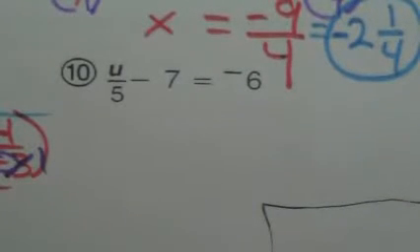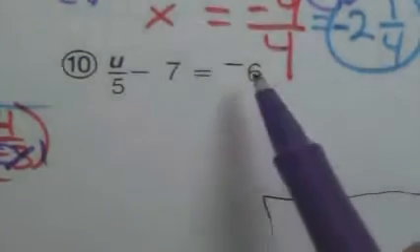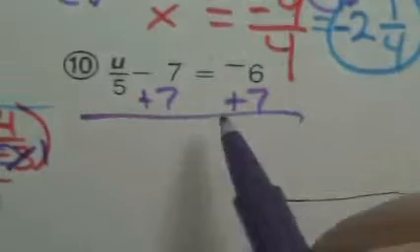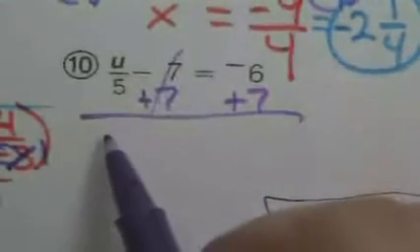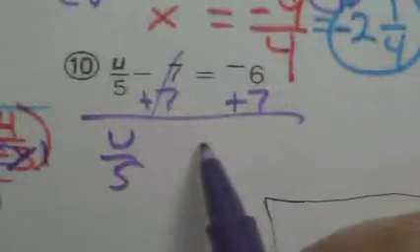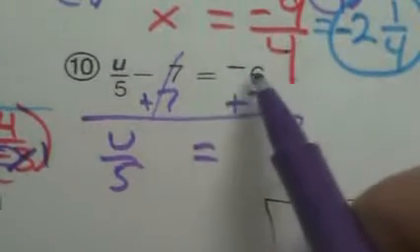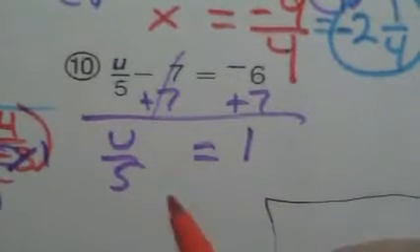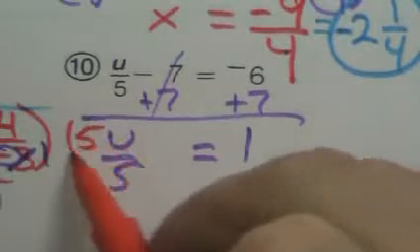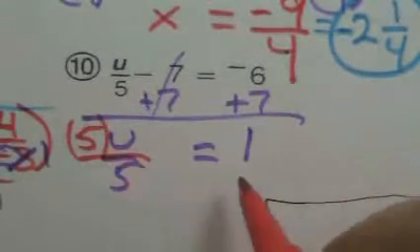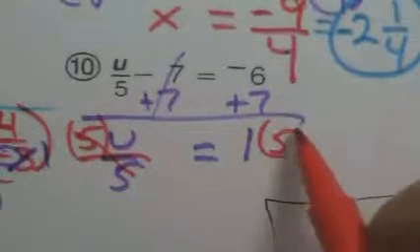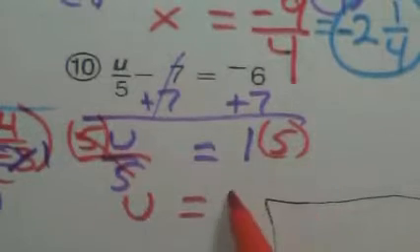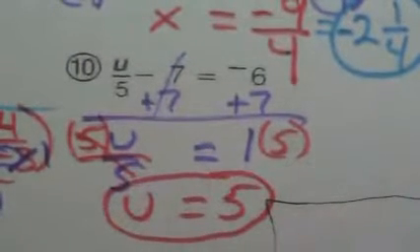Okay, let's try this U one. So let's see, I'm going to add 7. So that's gone. You have U over 5 equals, now 7 and -6, and 7 minus 6 is just 1. Okay, so now I'll multiply by 5, right? Because this is divide by 5. I multiply by 5. That's gone. Multiply by 5. So the answer is, U is, 1 times 5 is 5.